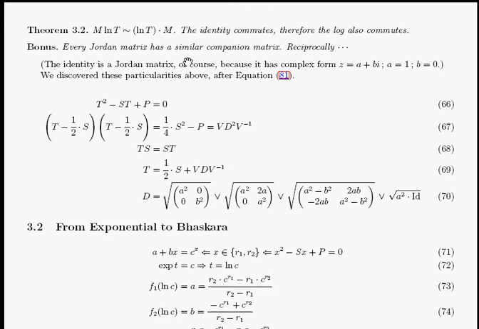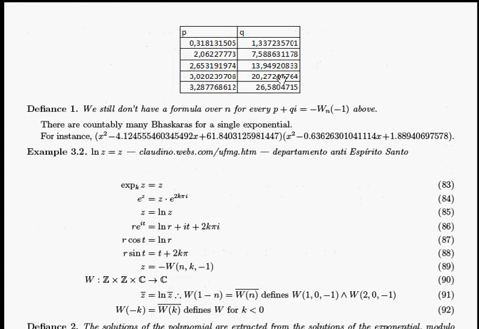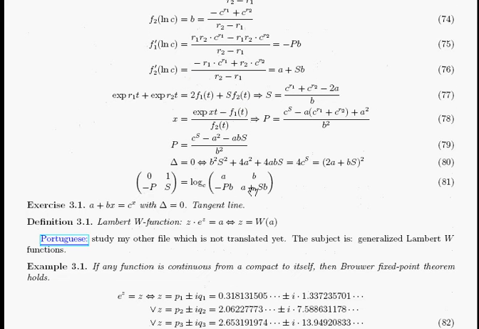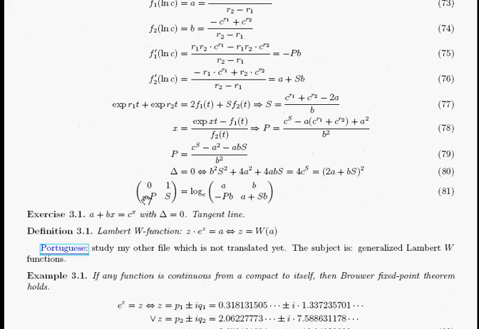Every Jordan matrix has a similar companion matrix. Reciprocally, every companion matrix is similar to a Jordan matrix. The identity is a Jordan matrix, of course, because A equals 1, B equals 0, complex form. After equation 81, we discovered this. What is 81? The logarithm of the companion matrix.